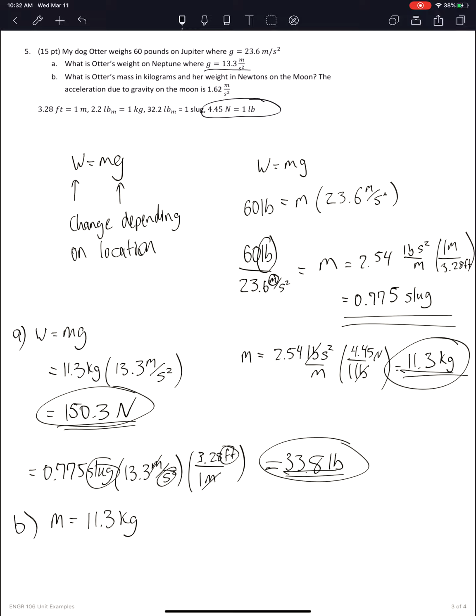As far as the weight, it is equal to mg, which is equal to 11.3 kilograms times 1.62 meters per second squared. This is standard, so I get the standard force unit. 11.3 times 1.62 is equal to 18.3 newtons, the standard weight unit. And they asked for it in newtons. Weight in newtons up here. So this is exactly right.